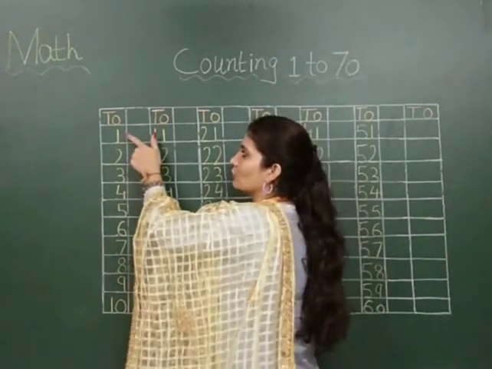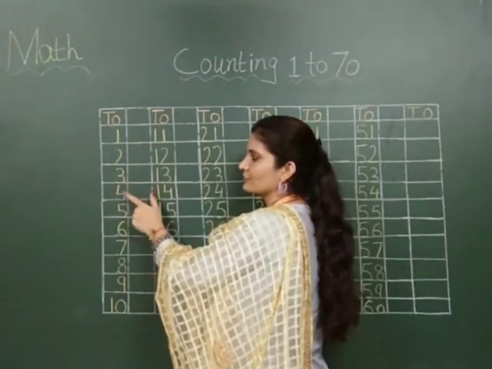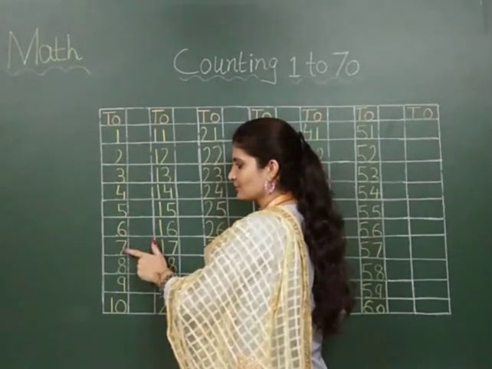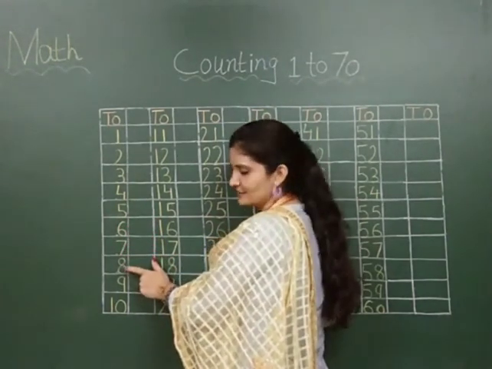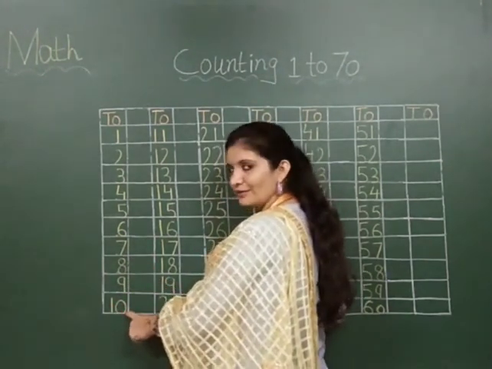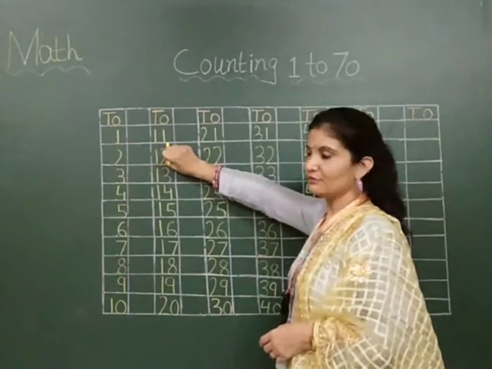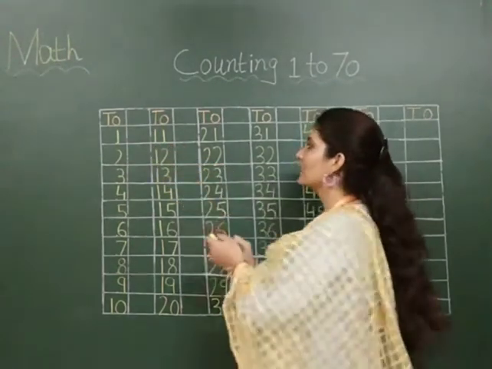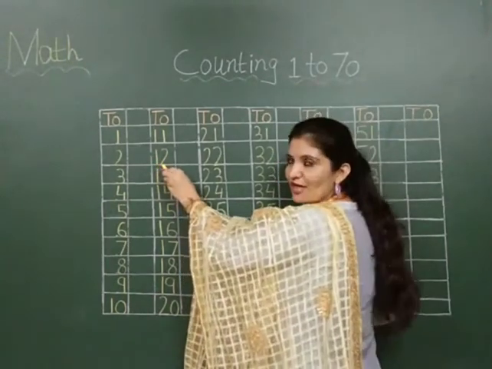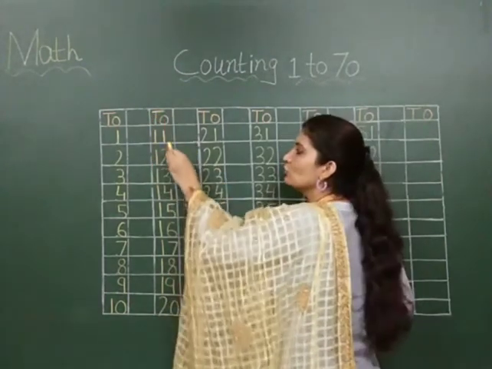Now 1, 2, 3, 4, 5, 6, 7, 8, 9, 10. Now 1, 1, 11. Now 1, 2, that is 12. You can see that I wrote 1 below tens and 2 below ones.